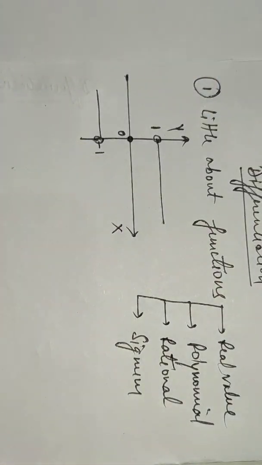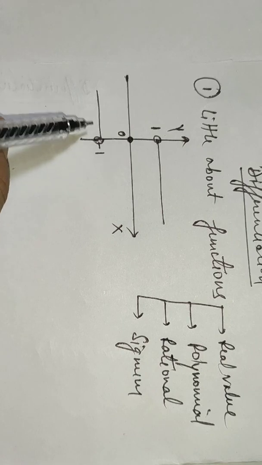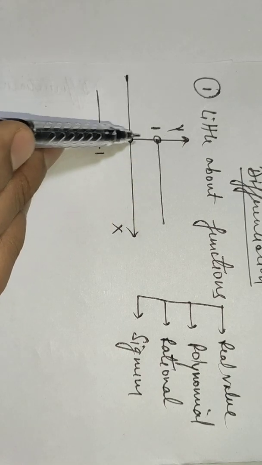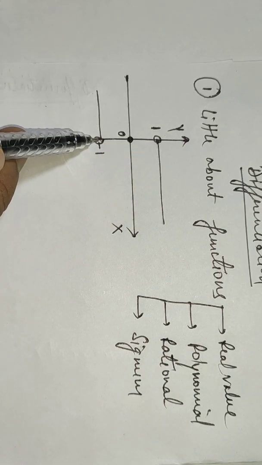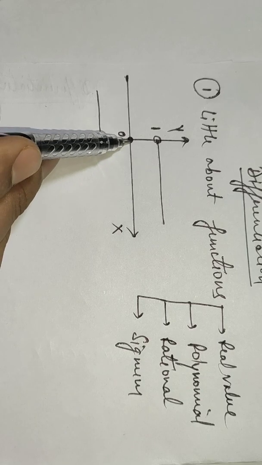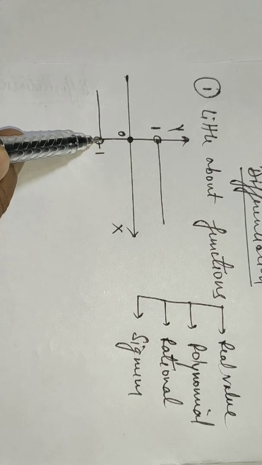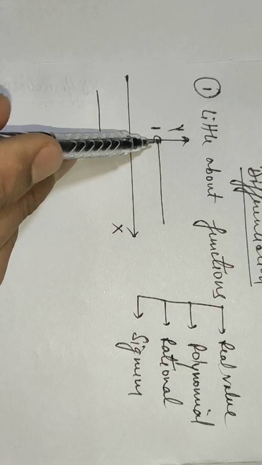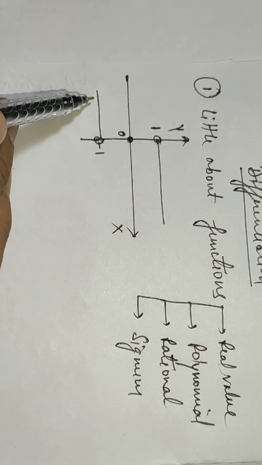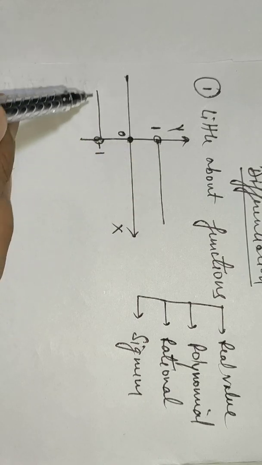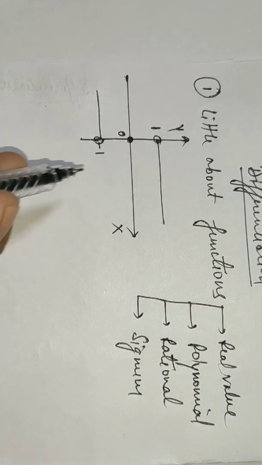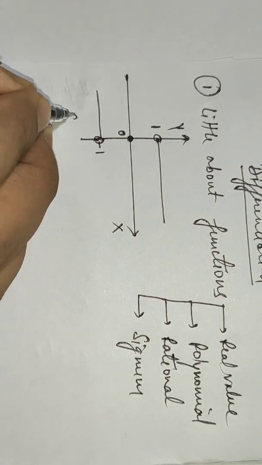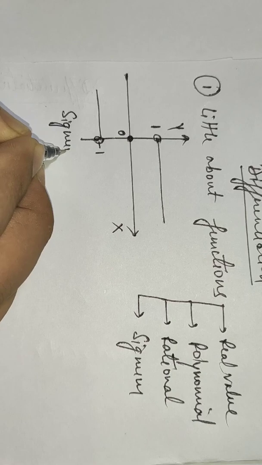So what type of function is continuous? Simply, if you can see, there is a discontinuity in this graph. This graph is discontinuous at x equal to 0 because we can't complete this graph in one touch. So this is not a continuous function, and this is the graph of the signum function.